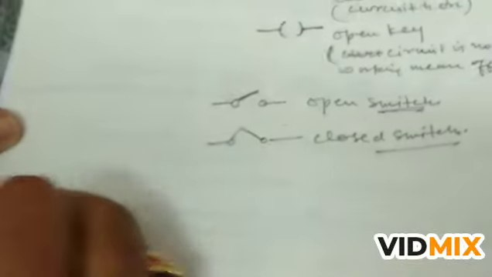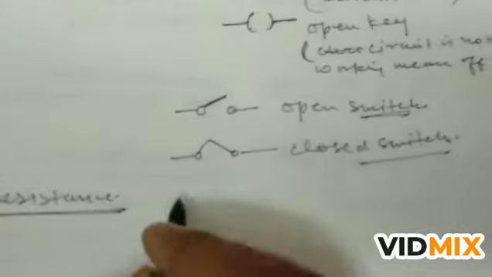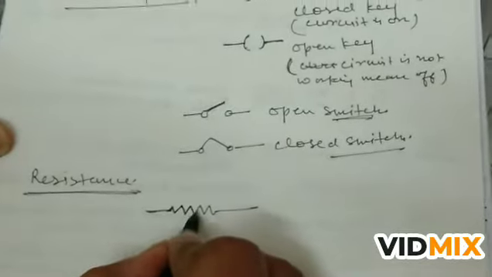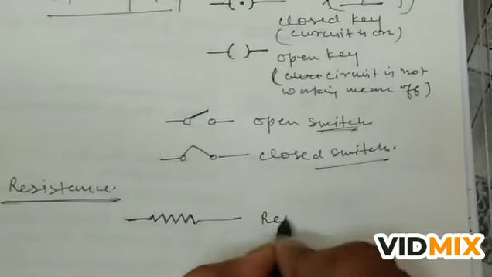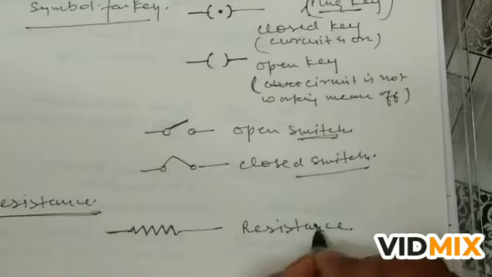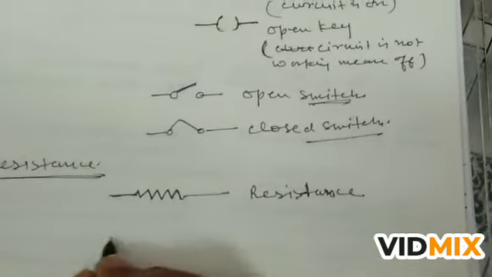The next is resistance. The symbol for resistance is like this. This is the symbol of resistance. I will tell you in the coming video what resistance is, but this is the symbol for resistance.